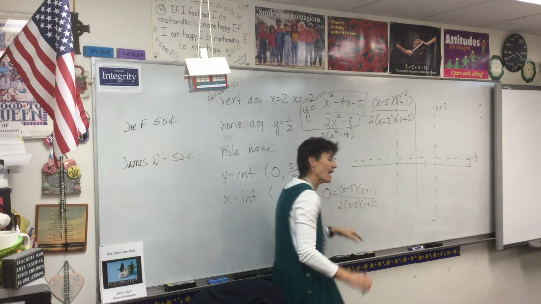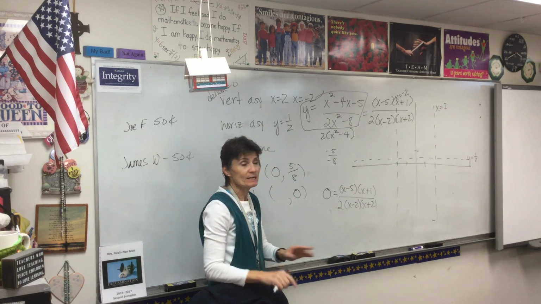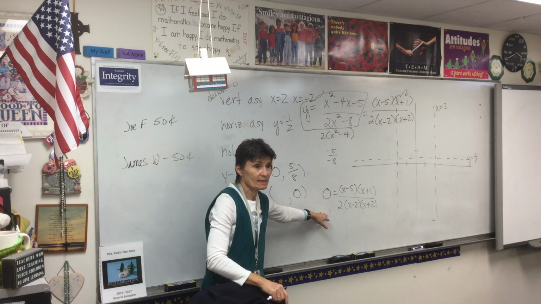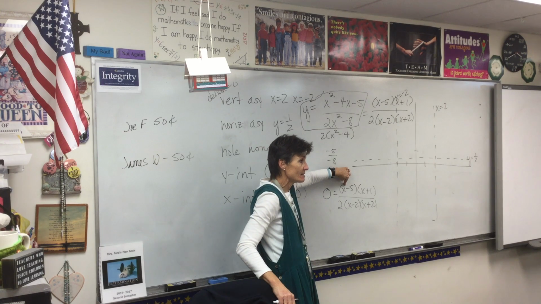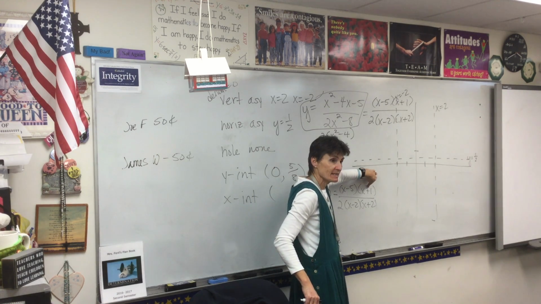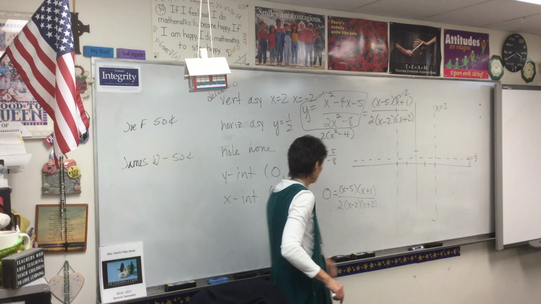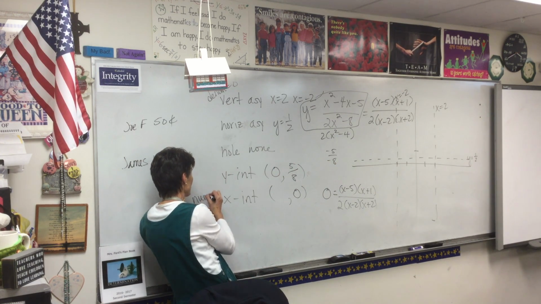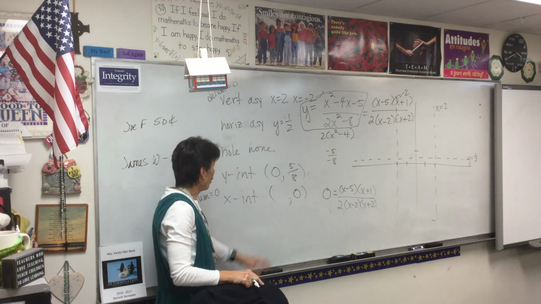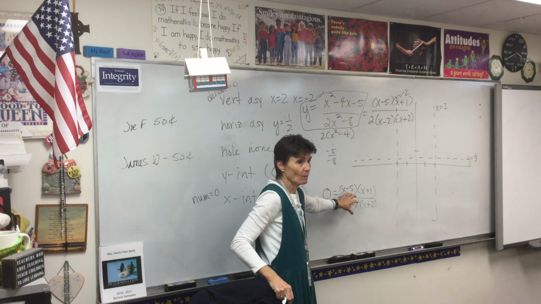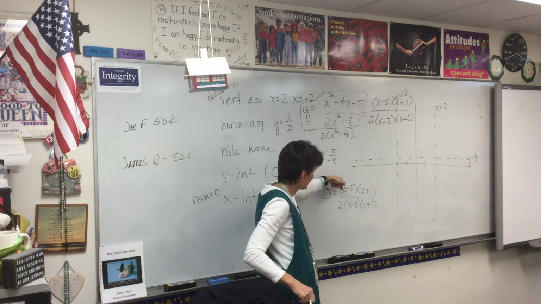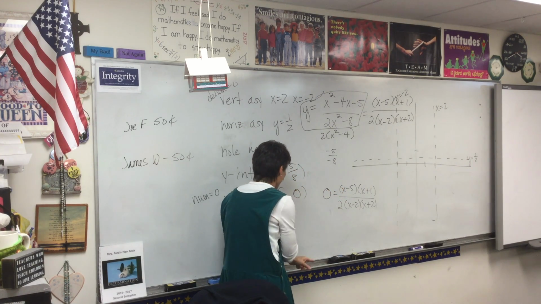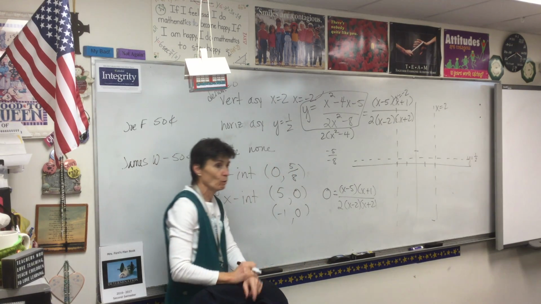Every time kids look at that, they freak out, they miss it. That's ridiculous. This is so easy. The only way that fraction can equal zero is if x is 5 or if x is negative 1. In other words, your x-intercepts are where the numerator is zero. The only way a fraction can be zero is if its top is zero. And the only way the top can be zero is if x is 5 or x is negative 1.